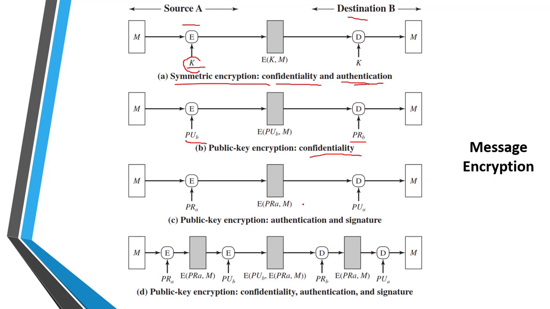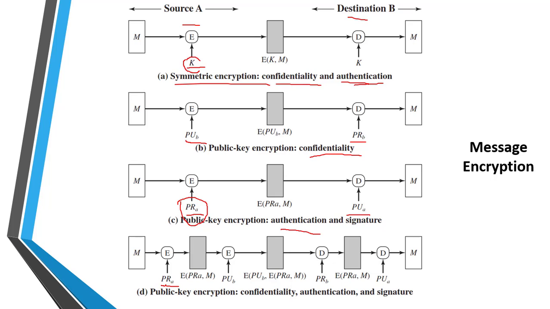So to provide authentication, A uses its private key to encrypt the message, and then receiver B uses the public key of A to decrypt the message. So here we are getting authentication as well as the digital signature, because A uses its private key to encrypt the message. But here we are not getting confidentiality, because any user who has the public key of A can decrypt the message easily. So to get both confidentiality and authentication, first of all, we are using the private key of A.